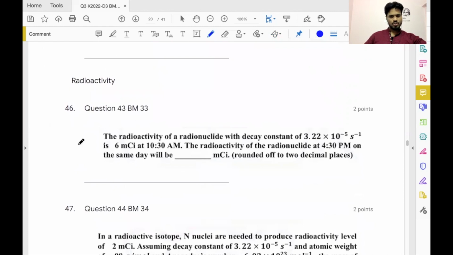And now we move on to radioactivity. For the radionuclide, the decay constant is this, and it's 6 millicurie. And the radioactivity of the radionuclide at 4:30 p.m. on the same day will be, okay, we start with this radioactivity A0. We deal with radioactivity, that is decays per second, in curie. This again decays exponentially, e power minus lambda t. So what will be this value after the time from 10:30 to 4:30? How many hours is that?